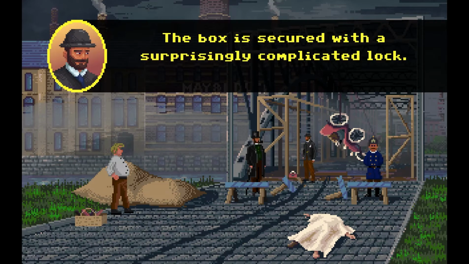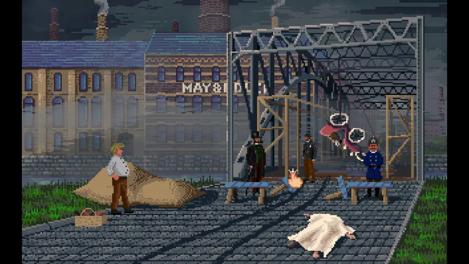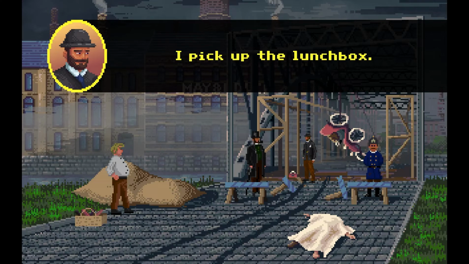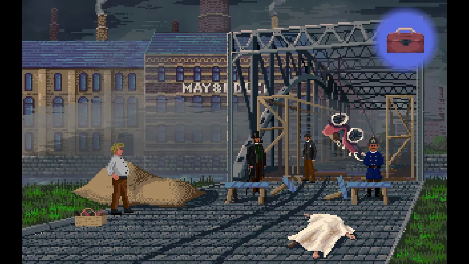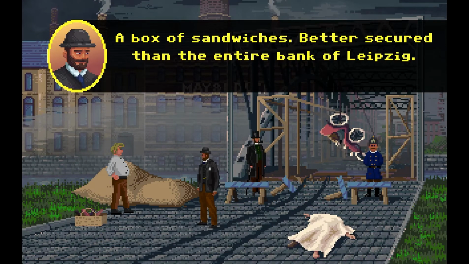Sandwiches. Naja. The box is secured with a surprisingly complicated lock. A man's gotta do what a man's gotta do. The construction worker seems to care a lot for his lunch. I mean, not enough to not put it on the edge of some scaffolding. Eine Kiste mit Pausenbroten. Besser gesichert als die Leipziger Bank.